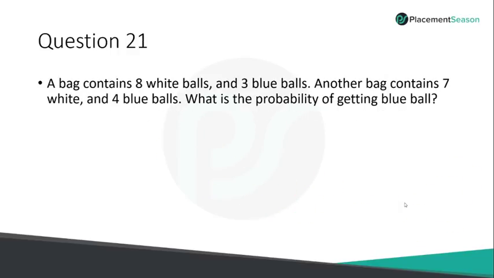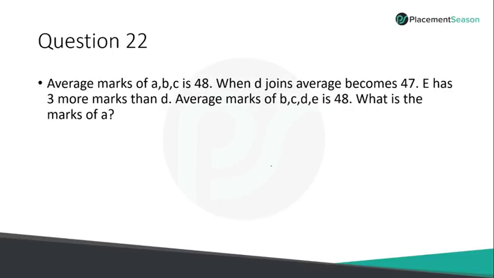Problem number 21. A bag contains 8 white balls and 3 blue balls. Another bag contains 7 white balls and 4 blue balls. What is the probability of getting a blue ball? So it's a very simple problem. Like you can see, totally 11 in the first set. Another set it is again 11. So out of 22 balls, the blue ball, totally how many blue balls are? 7. So this is the simple one.